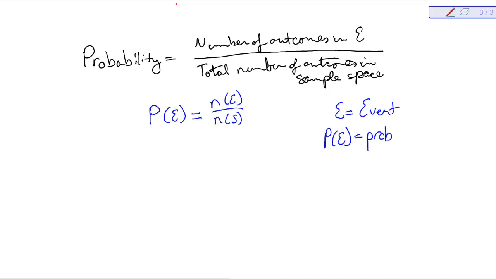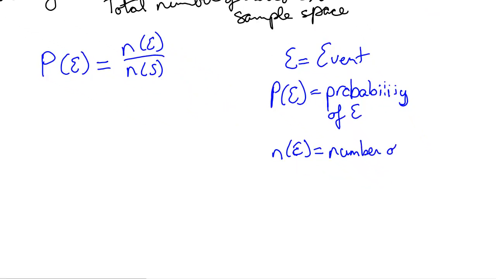So this is the probability of event E. N of E is just equal to the number of outcomes in E. In other words, is it 1, is it 2, is it 3? And as we go through, we will be looking at several of these.